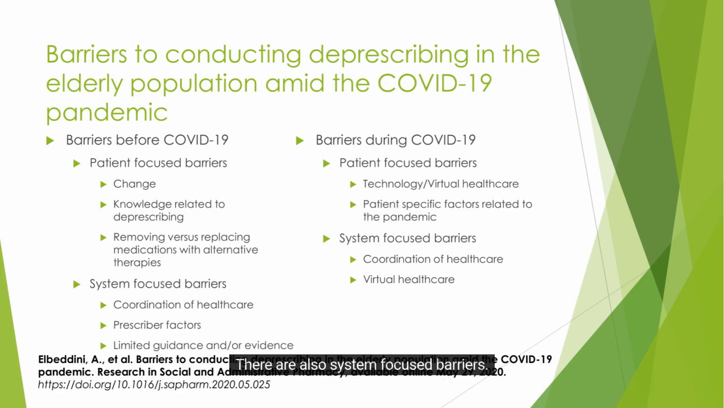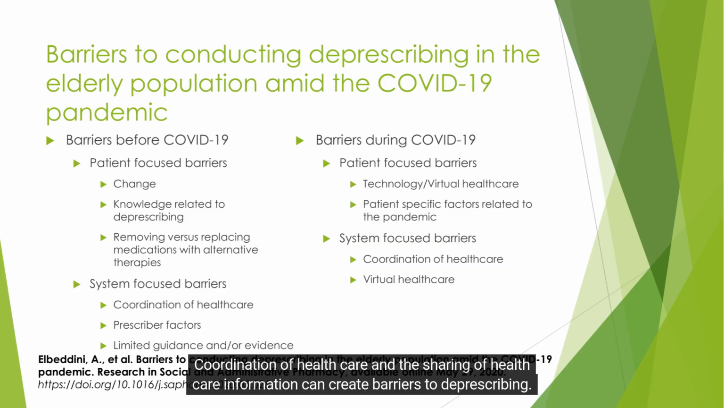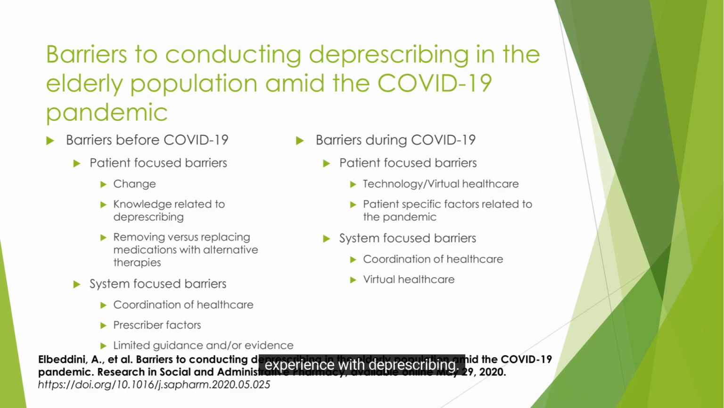There are also system-focused barriers. Coordination of healthcare and the sharing of healthcare information can create barriers to deprescribing. Looking at the system that we have in the United States, our pharmacies, where medications are being dispensed, are not integrated with an electronic health record that can communicate or can allow all providers, including pharmacists who are filling medications and providers who are prescribing medications, to see the same type of information, which would help guide recommendations related to deprescribing. There are prescriber factors, whether prescribers want to consider deprescribing for patients or have experience with deprescribing.